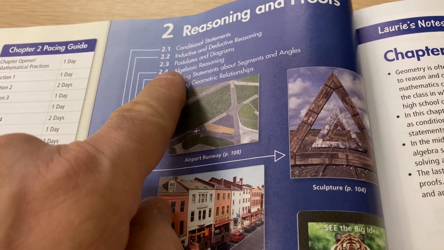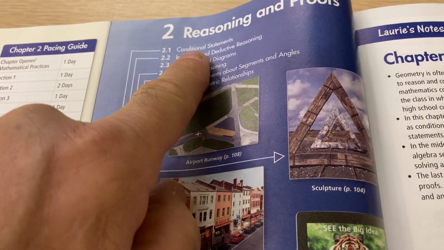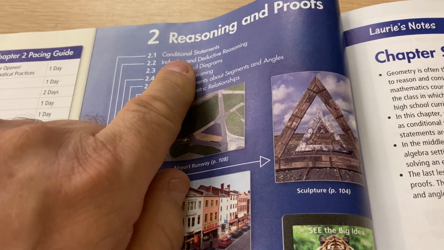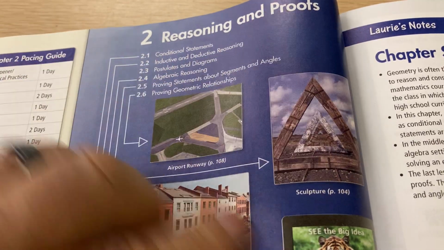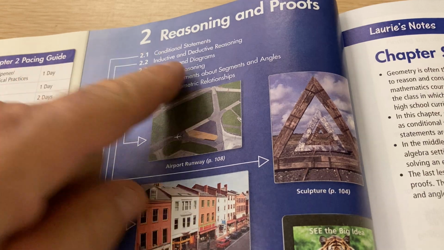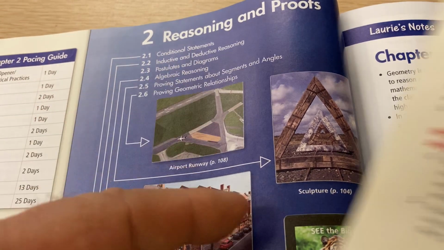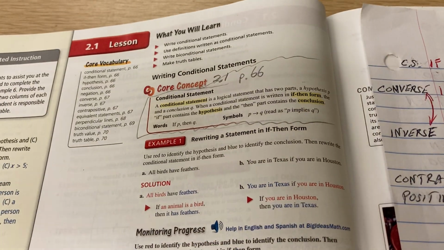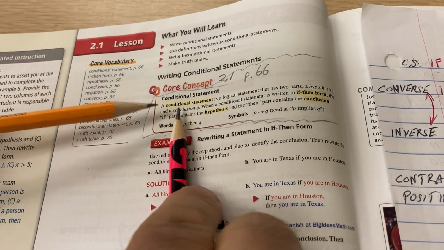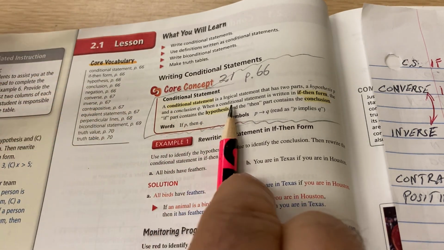Okay, here we go. Chapter 2 is the first lesson. Chapter 2 concerns itself with reasoning and proofs. So there's 6 sections here, and our first section is conditional statements. The first thing in our notes, on page 66, is conditional statements.